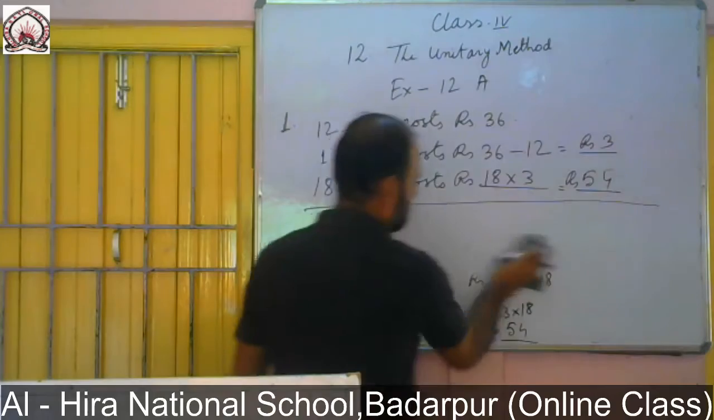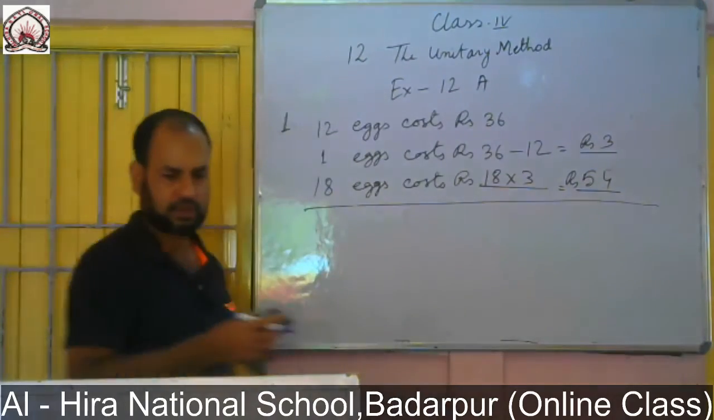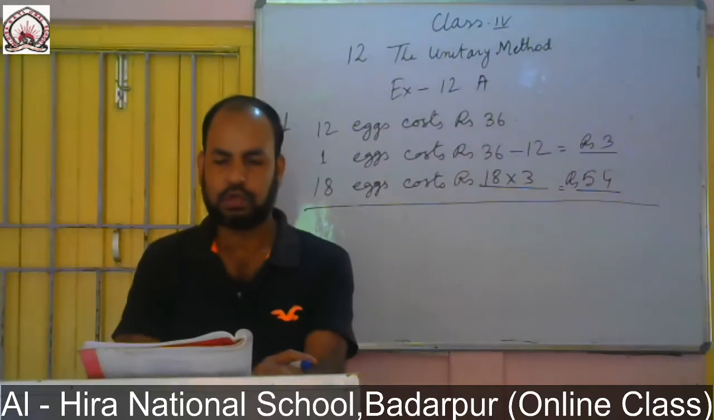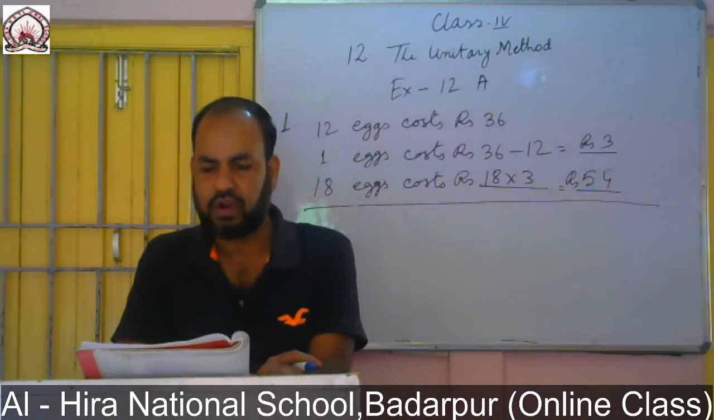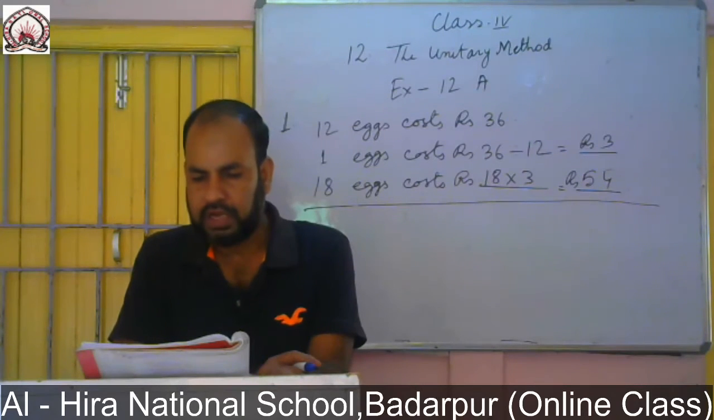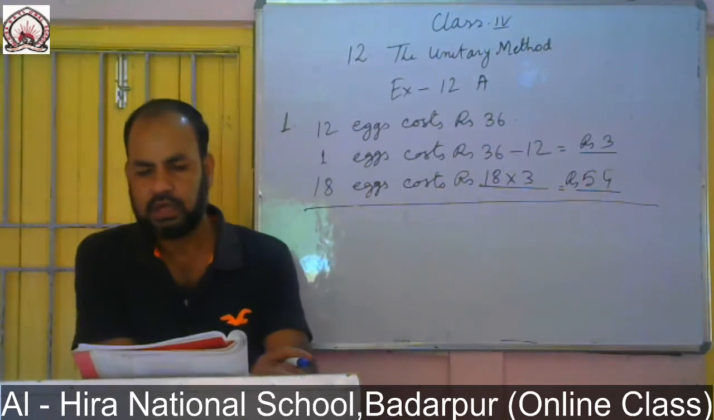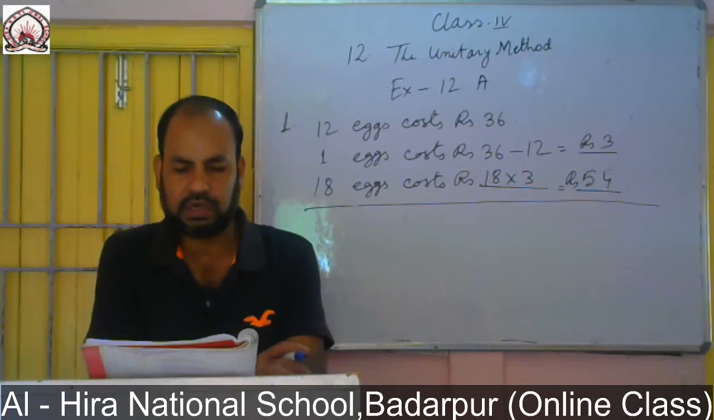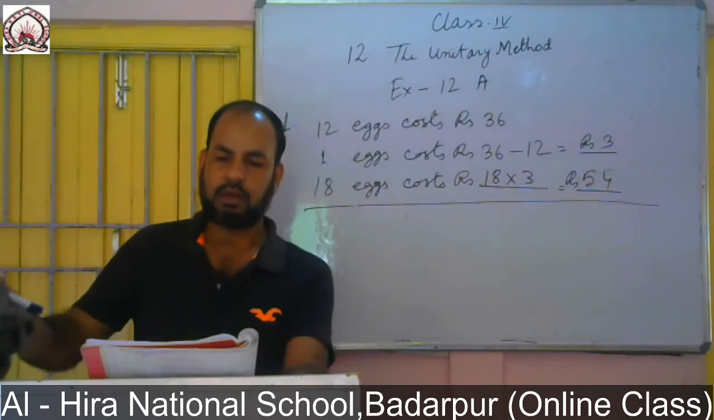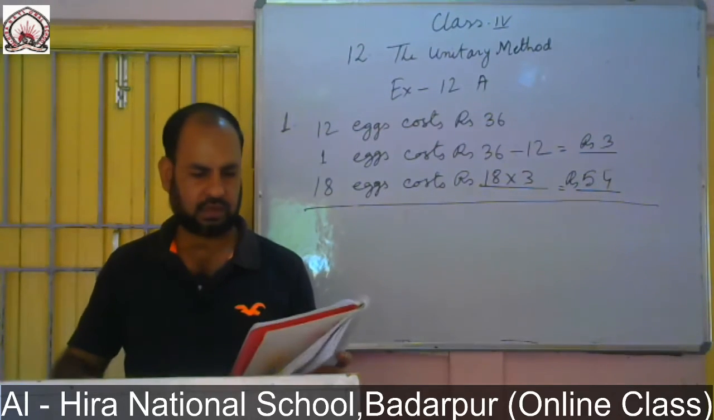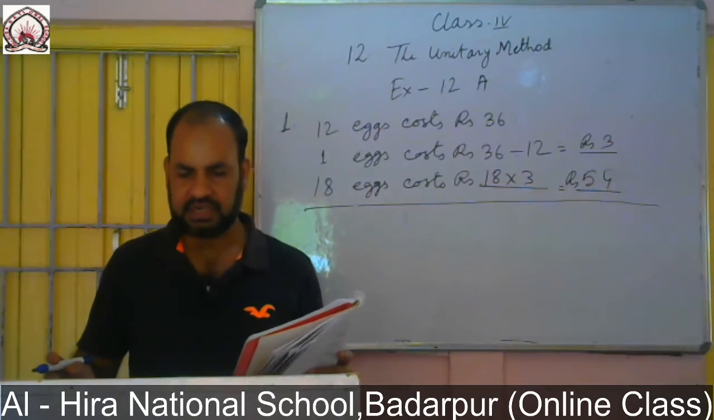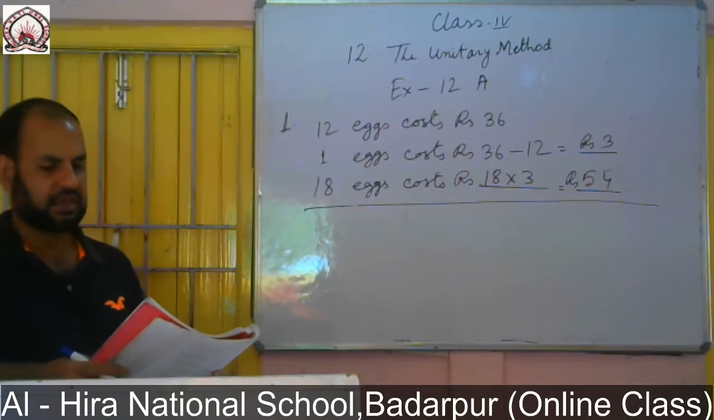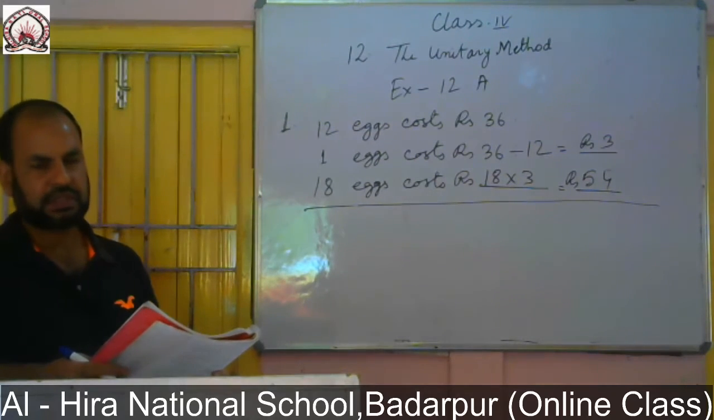Now question number 2. 4 bus tickets from Morigaon to Sunagar cost rupees 720. How much will 10 tickets cost? So first we know 4 bus tickets cost rupees 720.